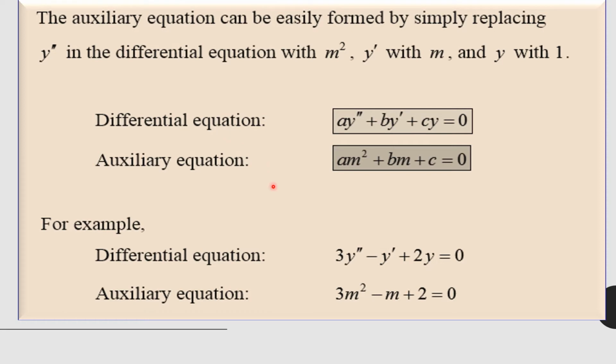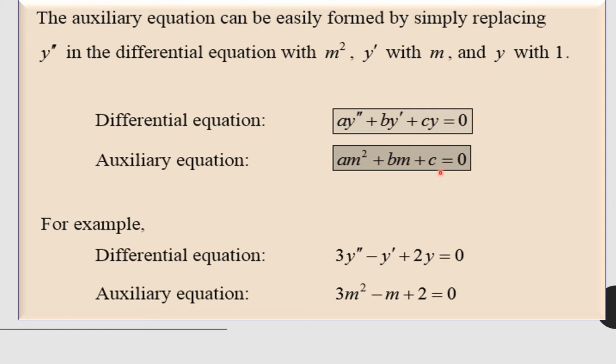Okay, in this slide, we are going to learn how to form the auxiliary equation. The auxiliary equation can be easily formed by simply replacing y double prime in the differential equation with m squared. Okay, y double prime, we replace it by m squared. y prime with m, okay, replace y prime with m. And y with 1.